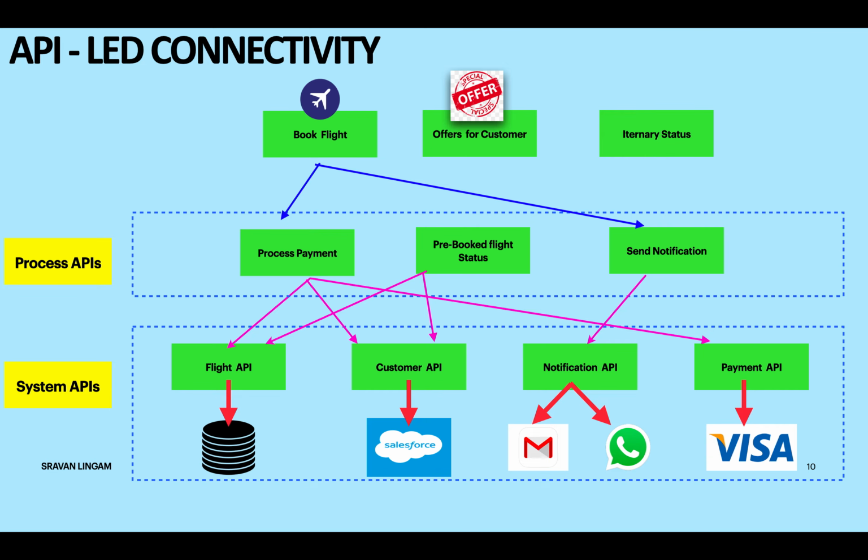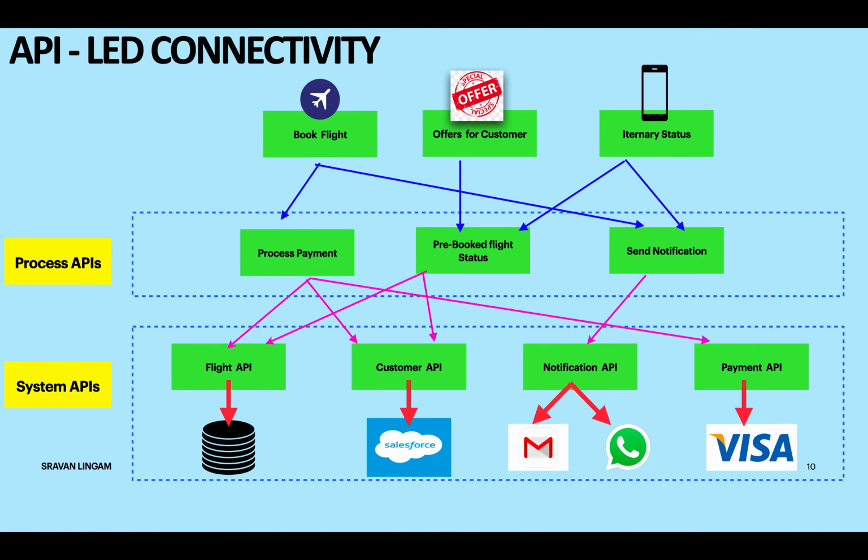Similarly, if a customer wants to check any offers, that will depend upon your previous booked flights, correct? And if you want to check the itinerary status, itinerary status is again for previous booked flights. So the reason we are using the same API for both offers for customer and itinerary status is that both are dependent upon the pre-booked flight status. So even for offers for customer or itinerary status, we are reusing the same API. That is the concept of segregating the APIs, dividing the APIs and putting them under system, process and experience layers, right?